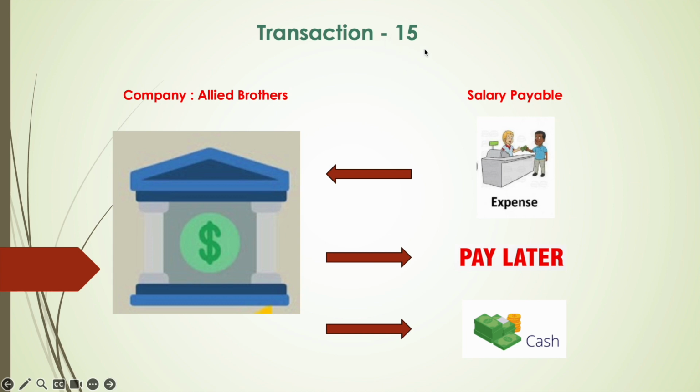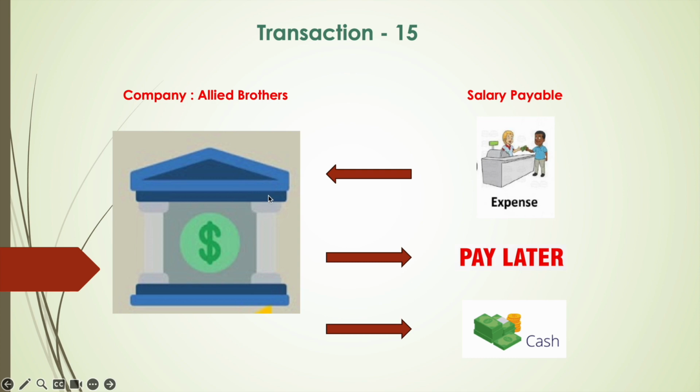Transaction number 15. Salary payable refers to the amount of money that a company owes to its employees for work performed during a specific period but has not yet been paid. It represents the liability that the company has to its employees for their earned wages.